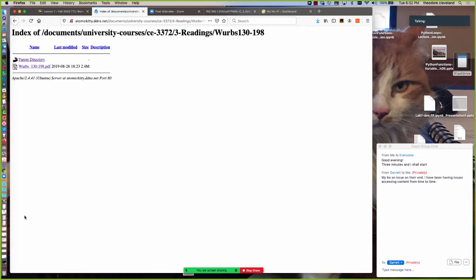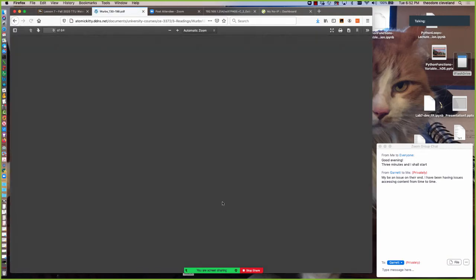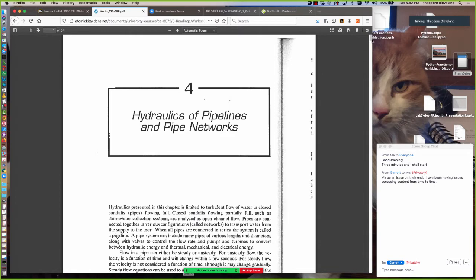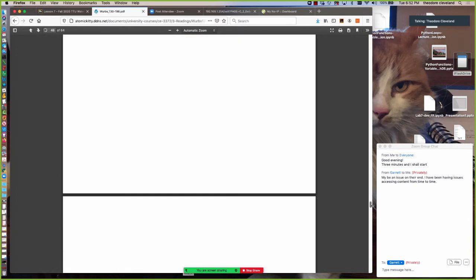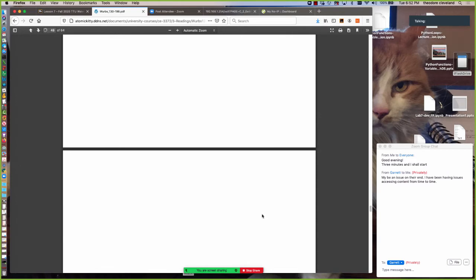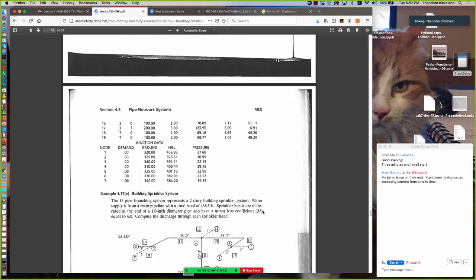Words 130 to 198 in the later part of that document. So that seemingly fast download means it was already on my computer. And I'm going to the back part of that reading section.